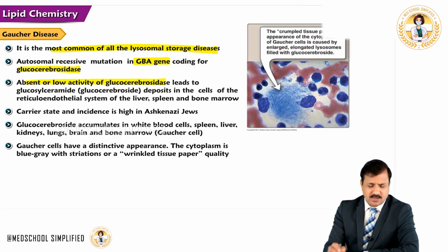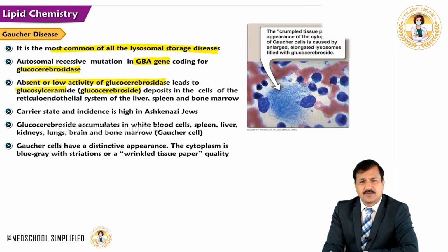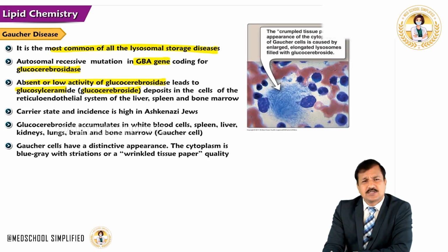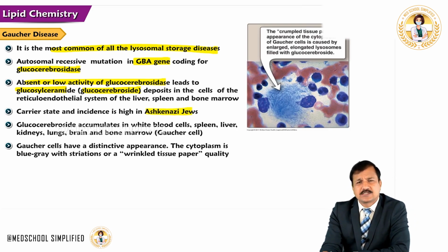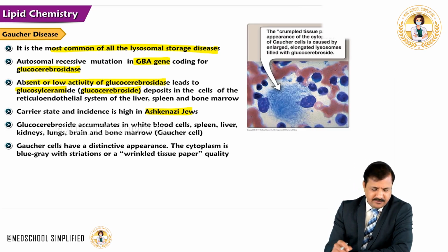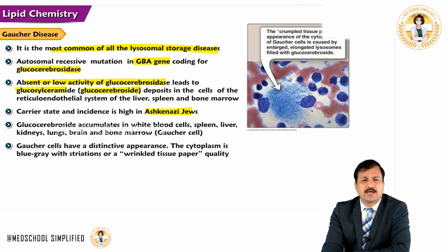That leads to accumulation of glucocerebroside, which is also called glucosylceramide. This deposits in the reticuloendothelial system of the liver, spleen and bone marrow. The incidence of Gaucher's disease is high in the Ashkenazi Jewish population. Note that even the Tay-Sachs disease incidence is also high in the Ashkenazi Jewish population. Now, since glucocerebroside accumulates in the white blood cells, spleen, liver, kidneys, lungs, brain and bone marrow, we are going to see something called Gaucher cells in these organs.